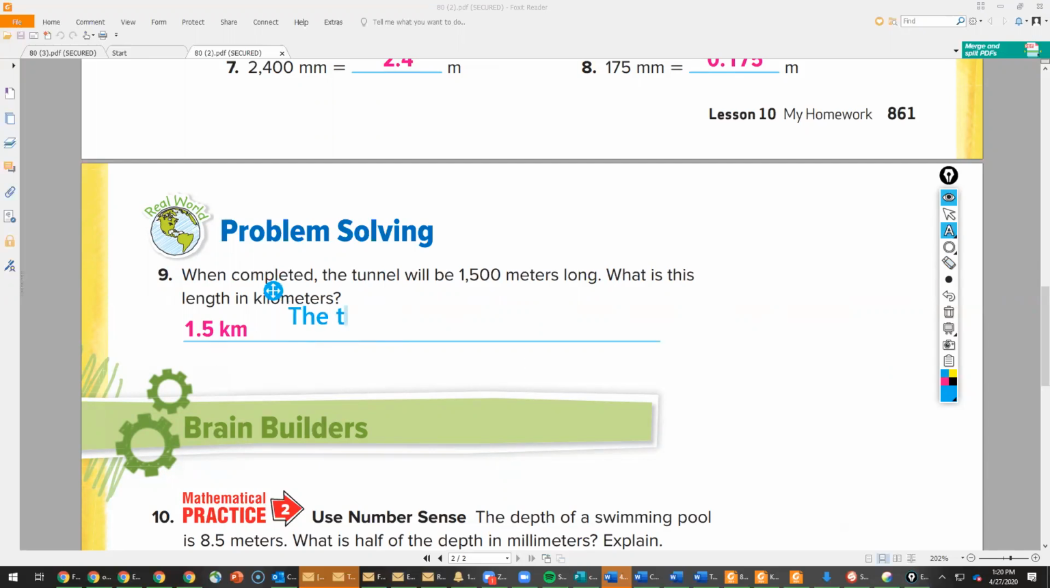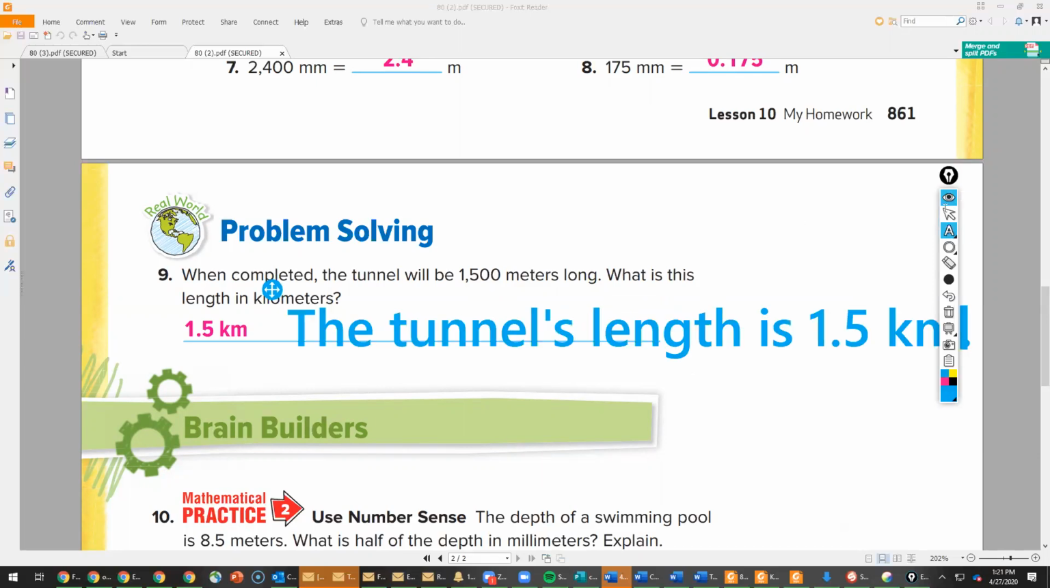And you should be saying something like the tunnel's length is 1 5/10 km for kilometers long. Keywords here are going to be tunnel's length, km for kilometer, and long too. And that's it. You could also probably get rid of the long here, since you already have the word length here. You could also say this: the tunnel's length is 1 5/10 kilometers. Either one's going to be okay. Let me go ahead and get rid of that.